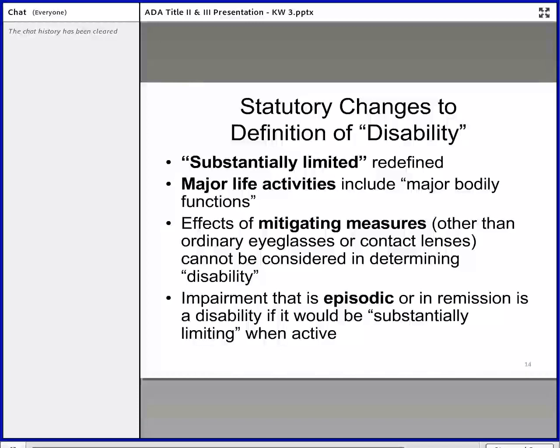Without the glasses, they couldn't see enough to be a pilot, but with the glasses, they were no longer considered a person with a disability. So it was this really catch-22 that we really wanted to get away from. So they absolutely said mitigating measures cannot be considered in determining a disability.